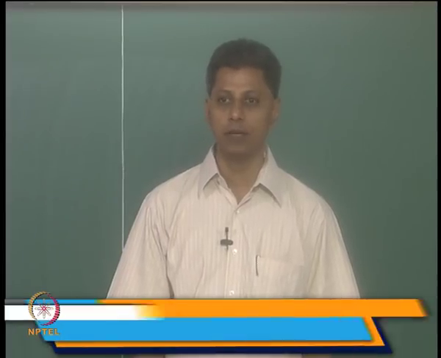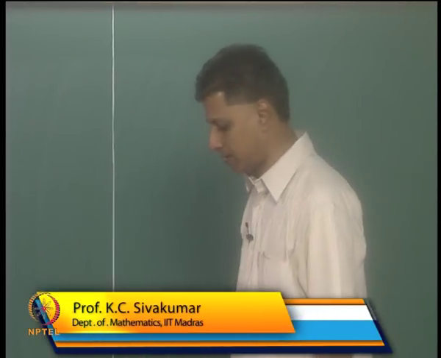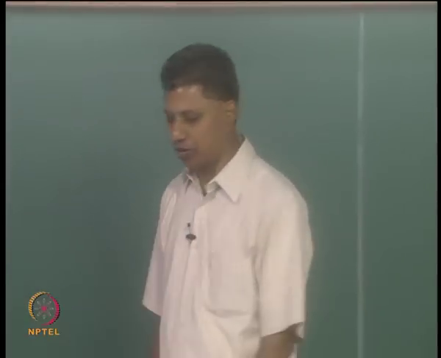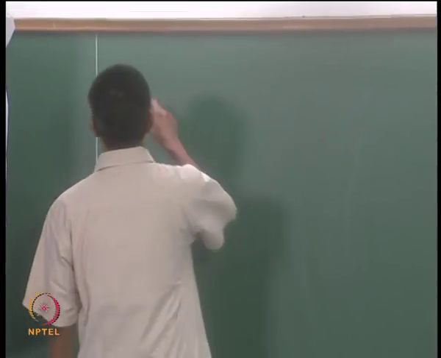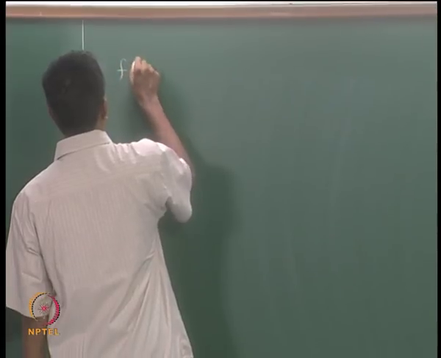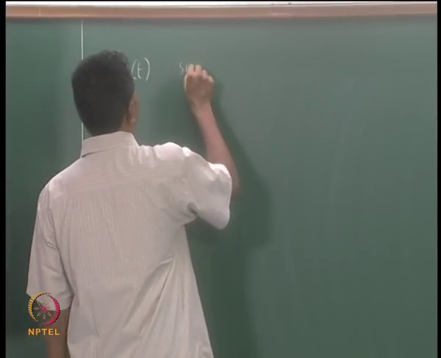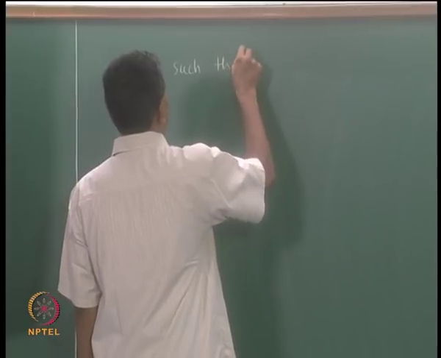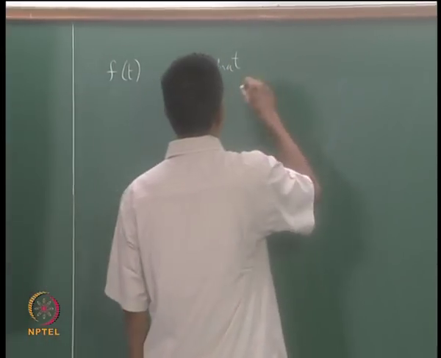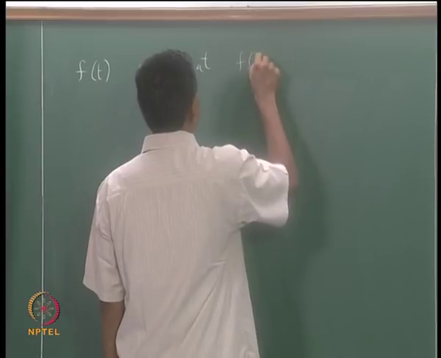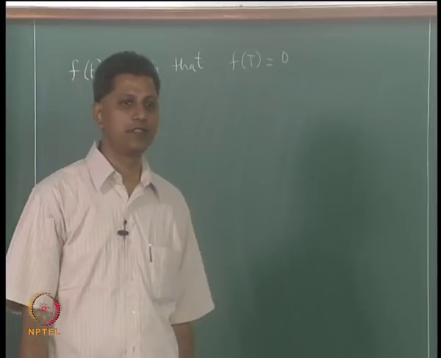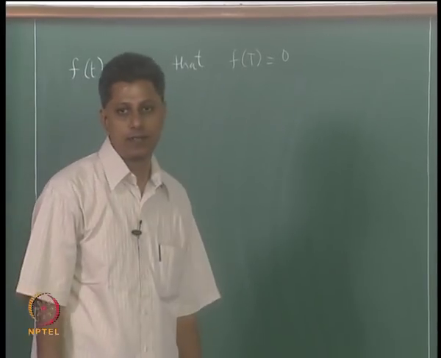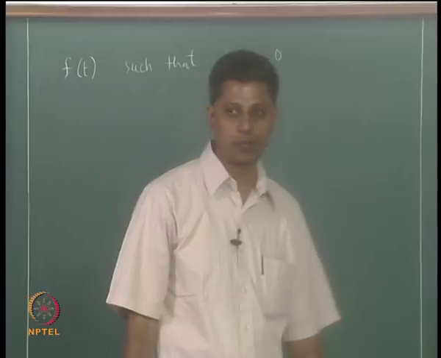Okay, we are discussing the minimal polynomial. A minimal polynomial is a polynomial f of t which has the property that f of capital T equals 0. I will give the precise definition, but the question is whether there exists such a polynomial.